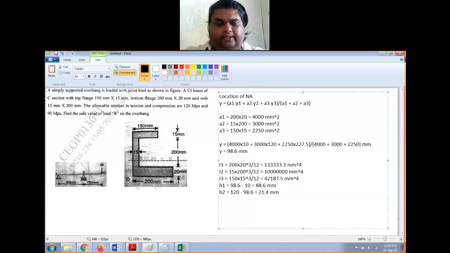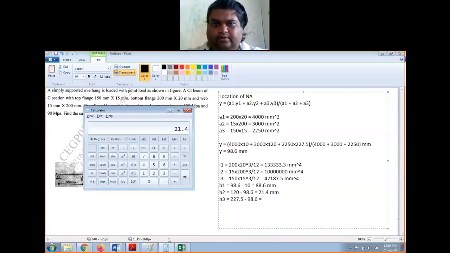Then H3. From the bottom surface, the location of CG is 227.5. We have calculated this earlier: 20 plus 200, 220 plus 7.5. You subtract 98.6 from that. 227.5 minus 98.6. So that will be 128.9 mm.